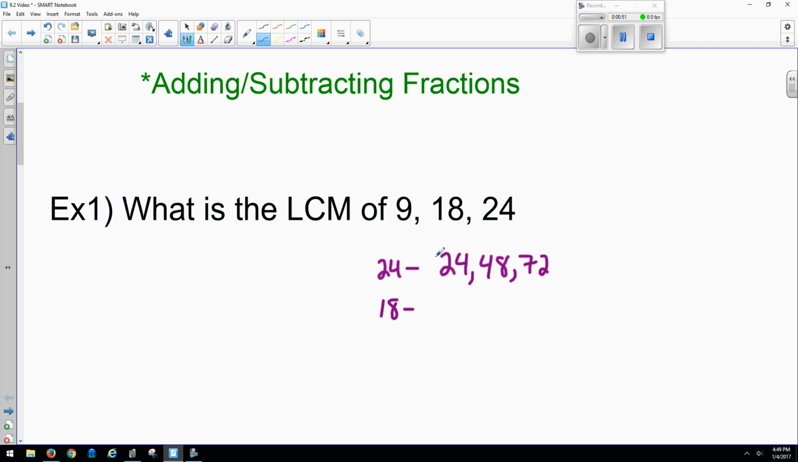So then 18, I'm going to list some multiples of that. So 18 times 1 is 18, times 2 is 36, times 3 is 54, times 4 is 72. And that's what we're looking for, the lowest number that they have in common. And hopefully you know that 9 goes into 72. So it looks like 72 is the winner for that question. That's the least common multiple of those three numbers.